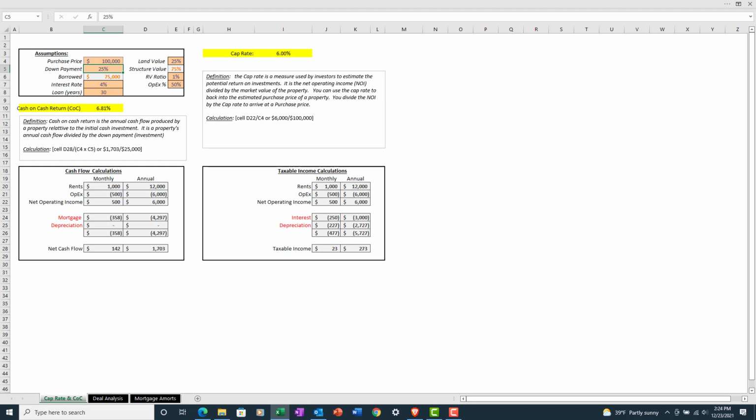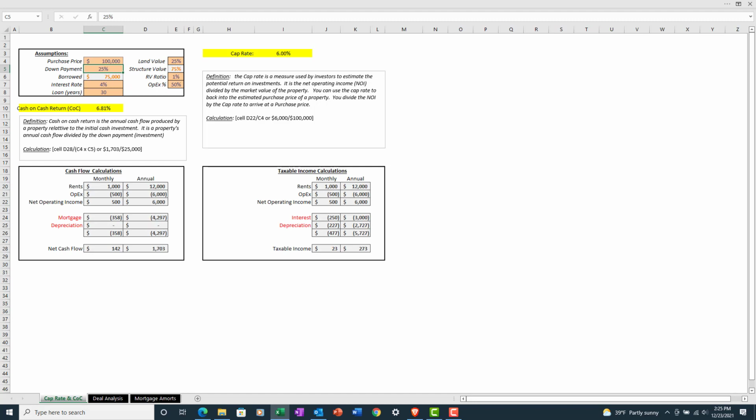So the reason that happens is because the net operating income in our examples here is driven by the rent-to-value ratio and the operating expenses as a percentage of rent. So our rent-to-value ratio, 1% per month, if that's annualized, we get 12% on the year, and our operating expenses are fixed at 50% of gross rent, so 50% of 12% equals 6%. So if we want to see a change in our cap rate, we need to change something that's going to impact the net operating income.